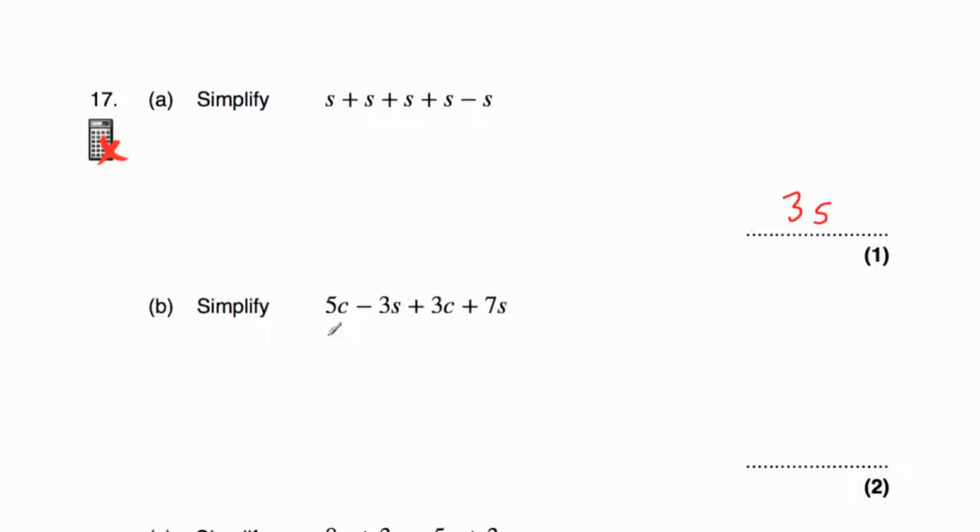17b says to simplify 5c, take away 3s, plus 3c, plus 7s. So let's deal with our c's first of all. We've got 5c plus 3c, that's going to be 8 lots of c. Then we've got minus 3s plus 7s. Well, minus 3 plus 7 is 4, so that'll be plus 4s. So the answer would be 8c plus 4s.